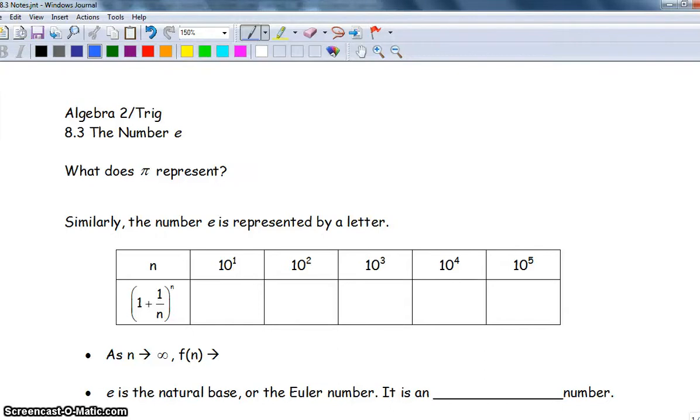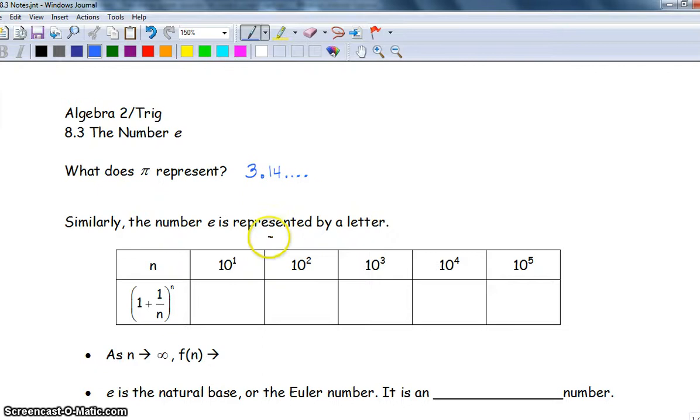Hello, today we're going to talk about 8-3, and 8-3 is about the number e. Before we get into e, I want to look at something that you guys are familiar with, and that is this symbol, which you probably all know is referred to as pi. And you know that when you were younger, your teachers just told you to use 3.14 to approximate what pi actually means. Pi is a number that's going to continue on and on and on.